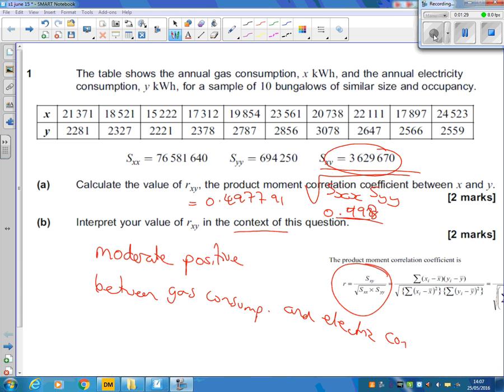There's a number of things on the examiner's report and the mark scheme that says you weren't allowed to write. So you weren't allowed to say between X and Y, clearly, because they're not in context. Between kilowatt hours, between consumptions, between gas and electricity were all not given the mark. So you're looking to just reread what it says up here. Between annual gas consumption and annual electricity consumption. Just copy what it says in the question for them.